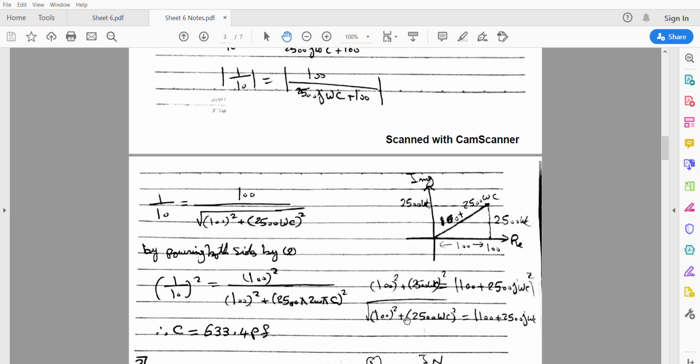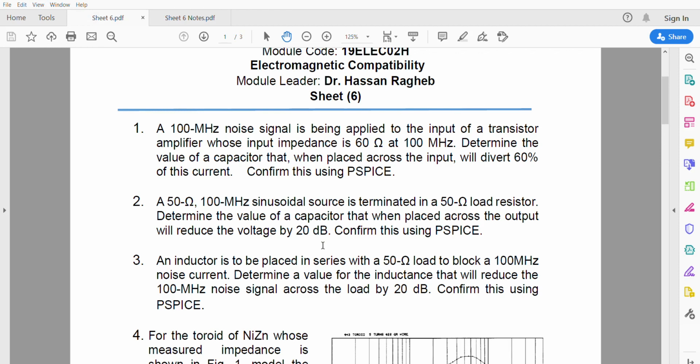So I just drop it here, and then by powering both sides by 2 to remove the square root, I get the value of the capacitance, which is equal to 633.4 picofarad. That will make the drop voltage, if we place it parallel to the load, drop the voltage by 20 dB. So let's move to the next question.